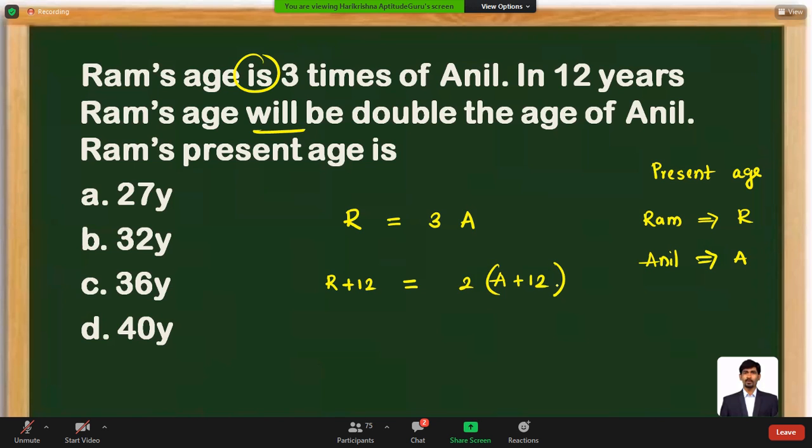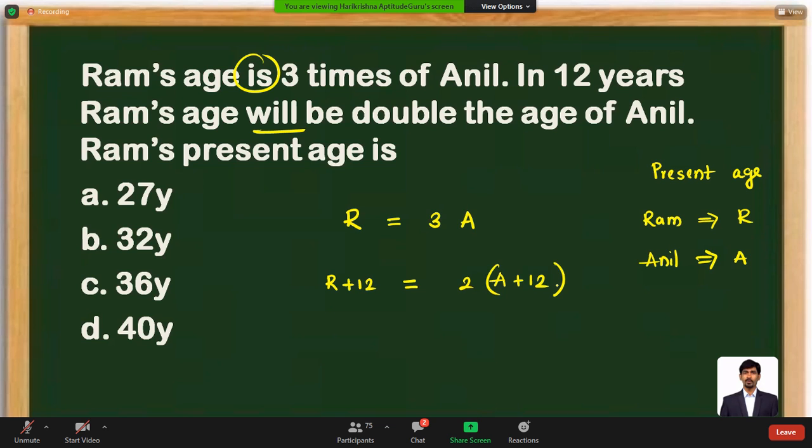See, if you have any statement like in 12 years, for example, your age is 20 years, your father's age is 40 years. After 5 years, what is the age of you and your father? You will be at 25 and your father will be at 45. He won't be at 40, right?